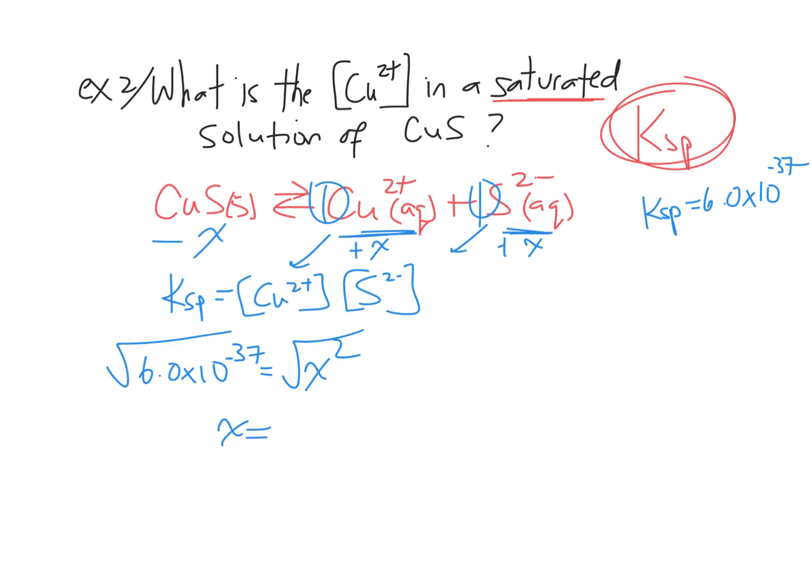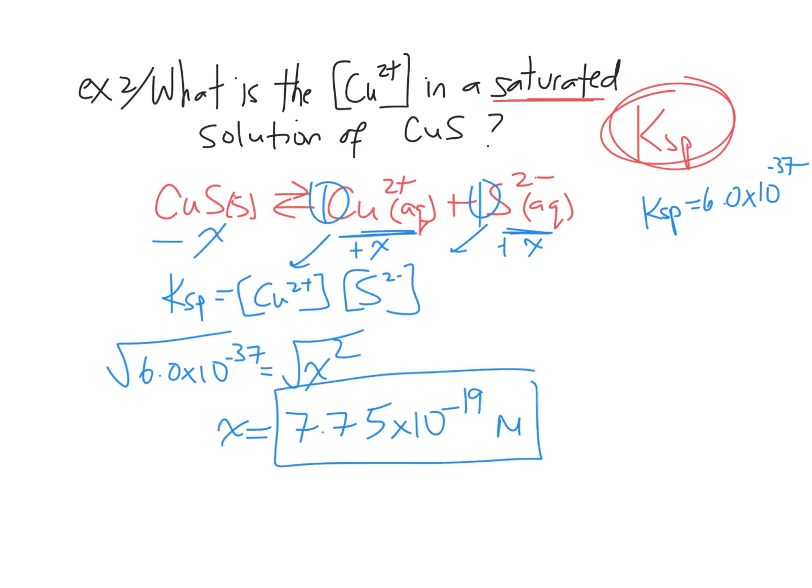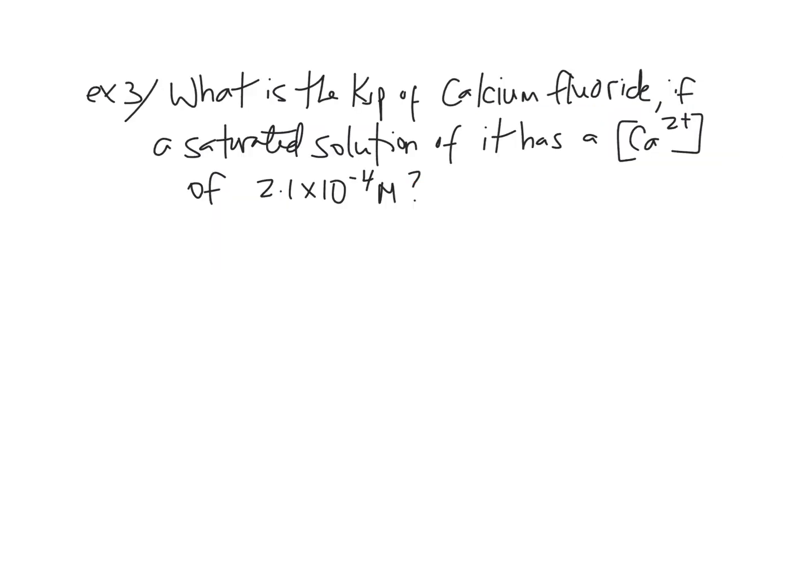We're going to find out that X is equal to 7.75 times 10 to the minus 19, and that's going to be the concentration of the copper 2 plus ion, or the sulfide ion if it asked for it, in that saturated solution of copper 2 sulfide. In addition to that, it would also be the solubility of copper 2 sulfide, because it's the same 1 to 1 to 1 for all of them. So this really is the concentration of either ion in this case, or you would say it's the molar solubility of copper 2 sulfide. All right, let's look at one that goes the other way.